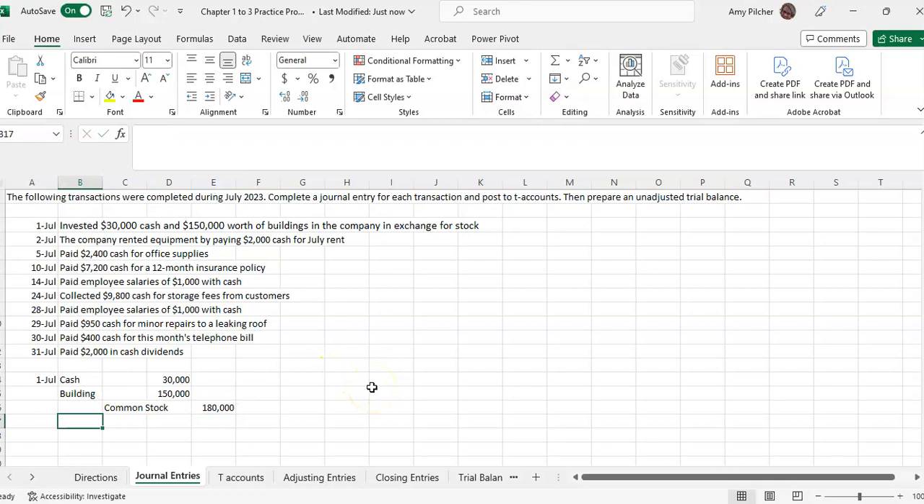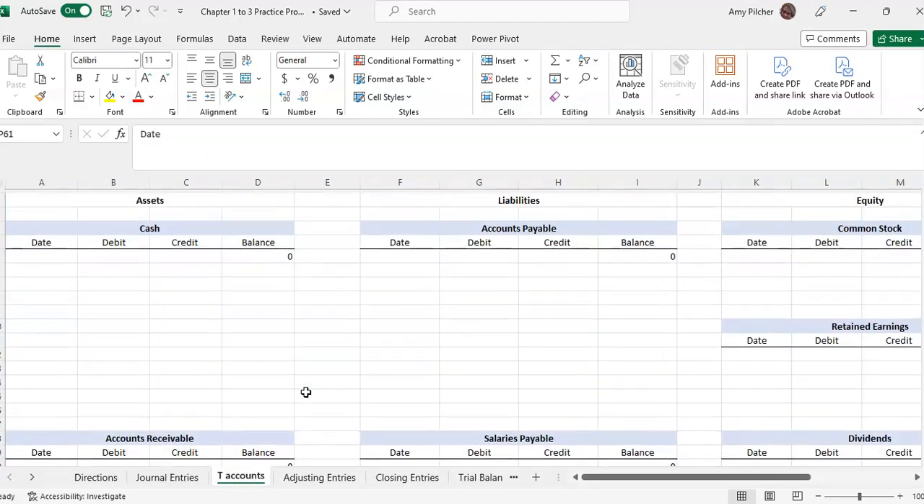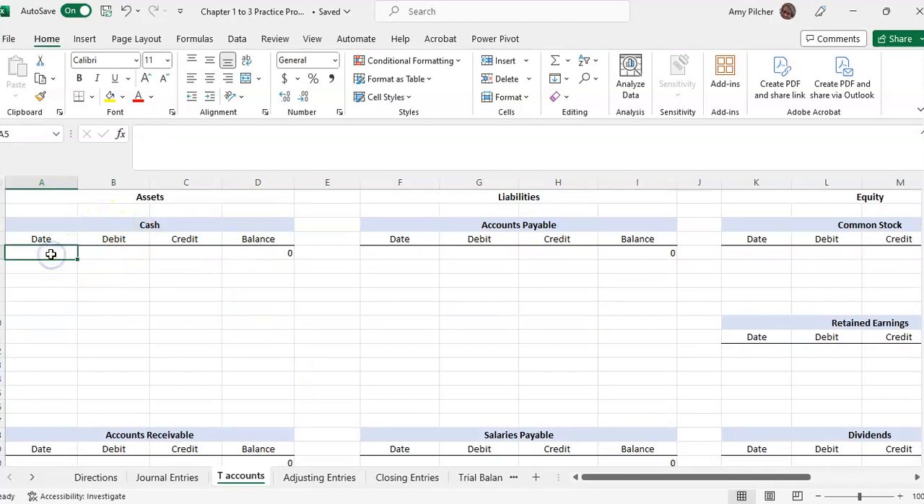If we were actually in a business recording journal entries, we would post to the T accounts every single time we did a journal entry. So we wouldn't wait until all of our journal entries were done and we needed information to make financial statements. It would actually be something that would automatically happen as soon as we submit the journal entry. So let's just go to our T account. On July 1, we have a debit to 30,000 in cash.